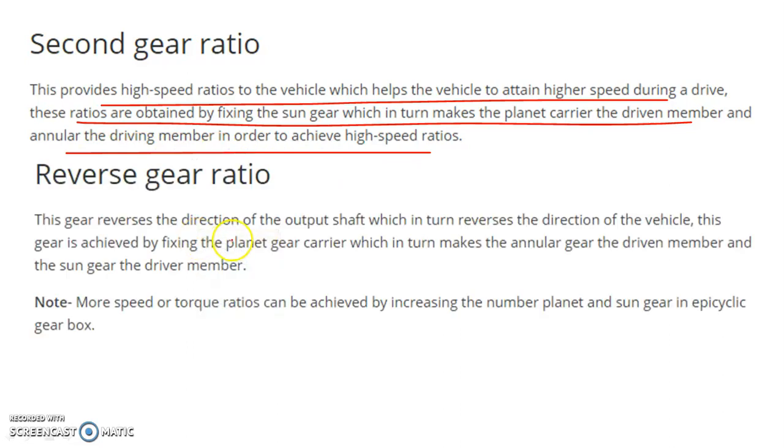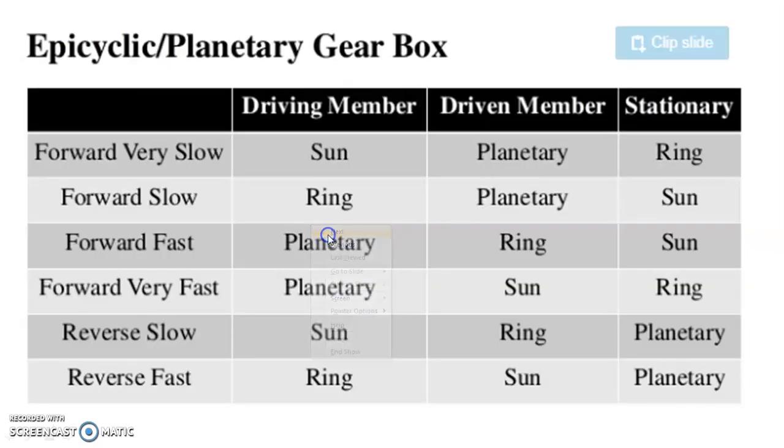Next is reverse gear ratio. This gear reverses the direction of the output shaft, which in turn reverses the direction of the vehicle also. So this way these are the 3 gear ratios. Next, let us see what is happening in the different positions.